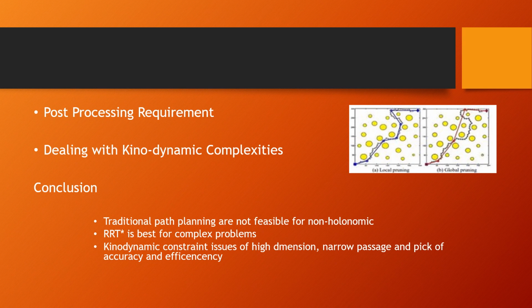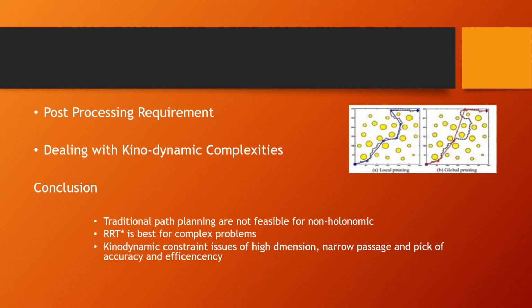Non-holonomic motion requires more iterations to converge than a holonomic version. Usually, path planners generate a linear piecewise path, ignoring all kinodynamic constraints, and path smoothing is applied later as a post-processing step, as discussed above. Recent state of the art is inclined to apply a kinematic constraint model while searching the path to avoid complexities in post-processing. Conclusion: traditional path planning is not feasible for non-holonomic situations.